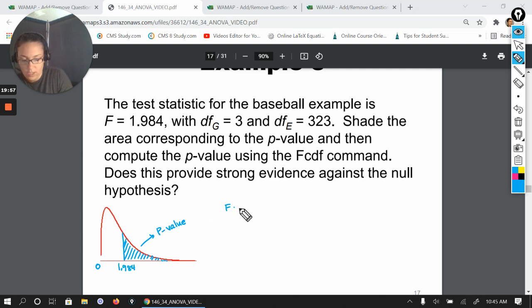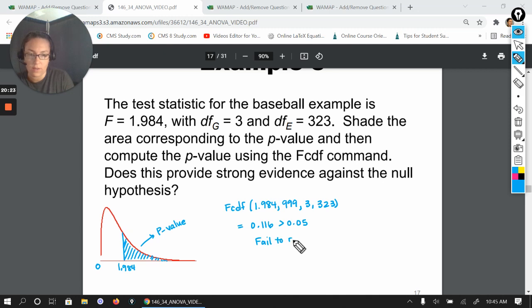So if I use the FCDF command, then I start with 1.984, comma 999, comma 3, and then 323, and I get about 0.116. So because this is greater than our significance level of 0.05, we would fail to reject the null hypothesis.